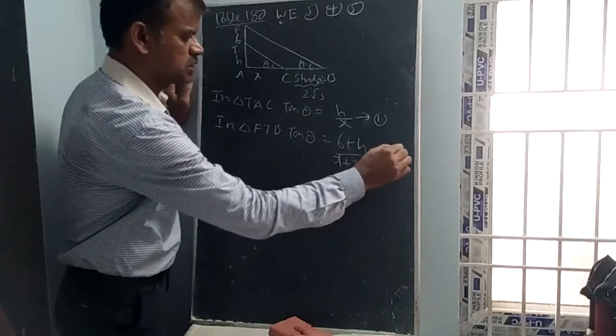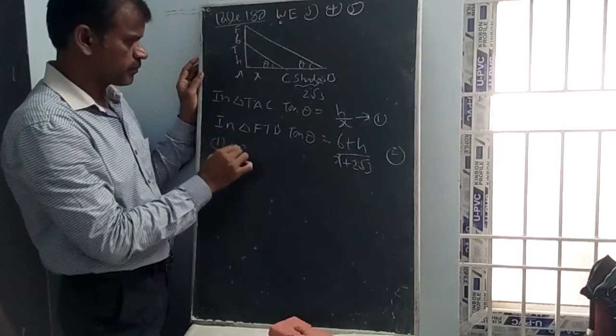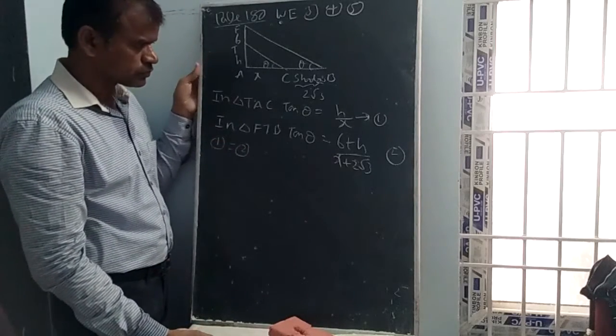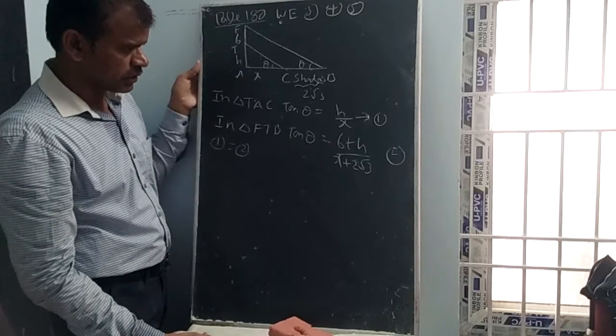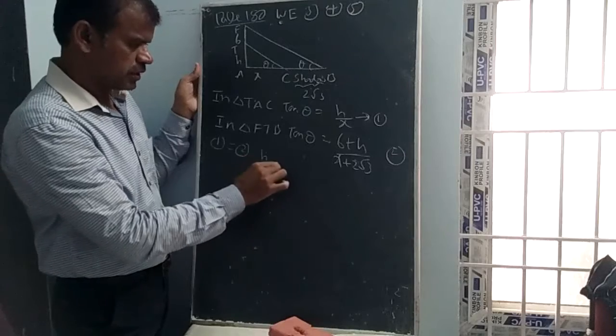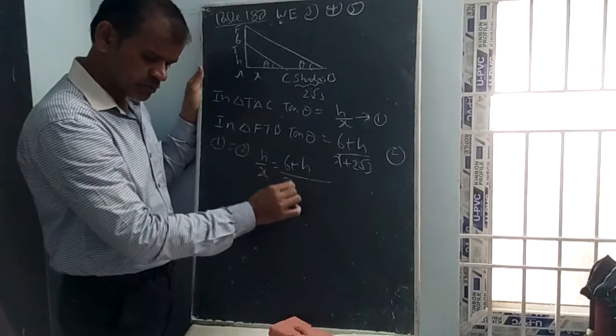Now let this be the second equation. Equate 1 and 2. H by X equals tan theta, so here you write H by X equal to 6 plus H by X plus 2 root 3.